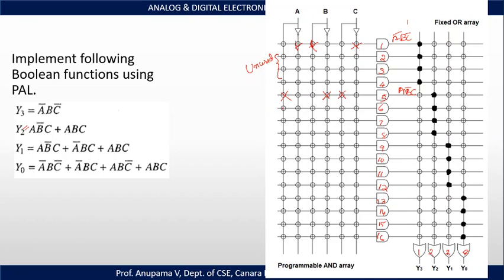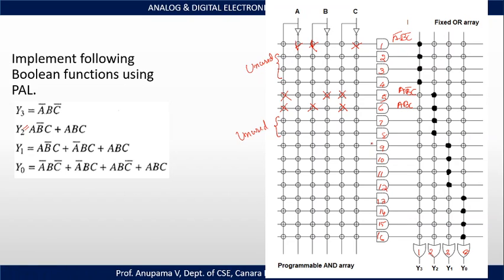The next term is ABC. So draw cross mark against A, B, C of AND gate 6. Output of AND gate 6 is ABC. So no more term to implement. Hence the AND gates 7 and 8 are unused. So output of AND gates 5 and 6 are the input for OR gate 2. So the output of OR gate 2 is nothing but Y2, which is equal to A, B bar C plus ABC.